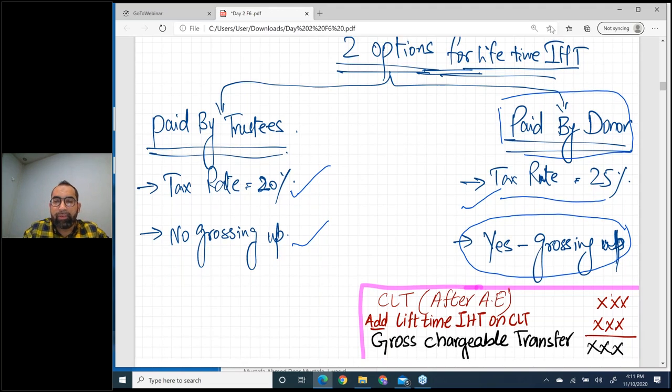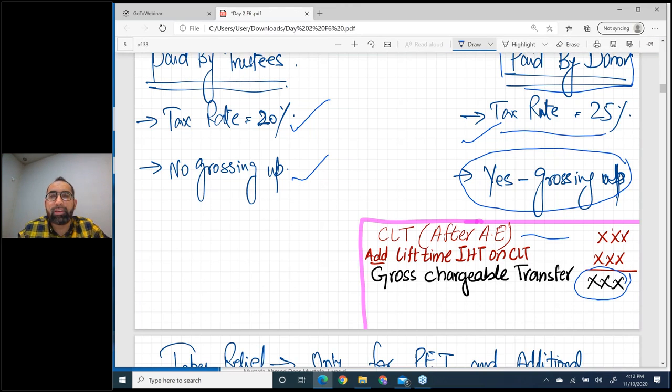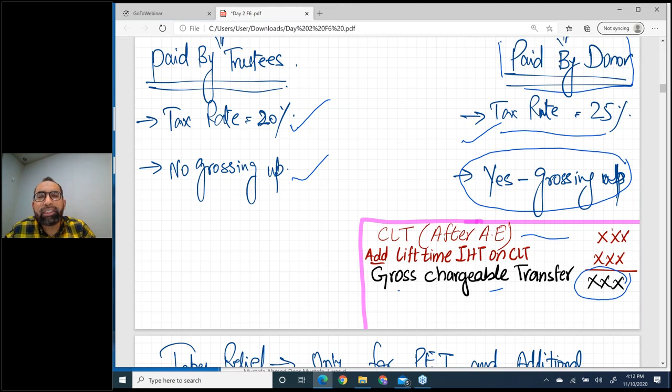What you do? First, you write the CLT, the amount of gift after annual exemption. And then you add the lifetime IHT which you just calculated, and you add both of them, and this we call gross chargeable transfer. Sir, can you tell me the logic of this grossing up?